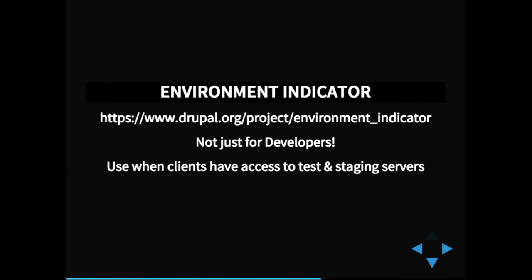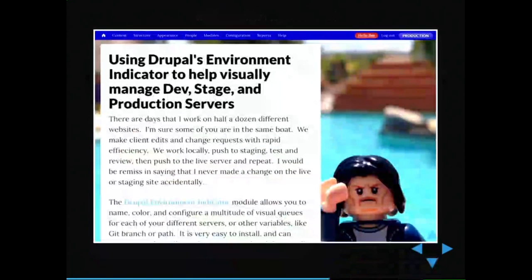Environment Indicator gives you a visual representation of where you are. Because, you know, I'm sure, like me, you work on 16 different things every day, and you can get kind of lost where you are. So the environment indicator is at the very top. It takes over the admin toolbar, or you can have it on the left side or the bottom.